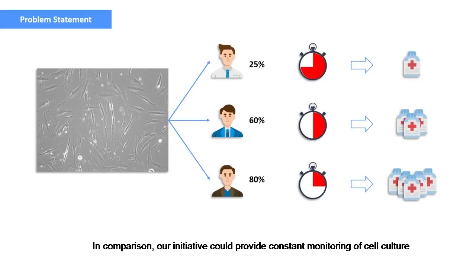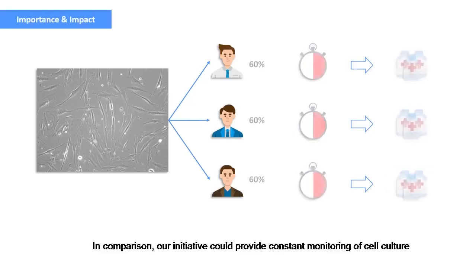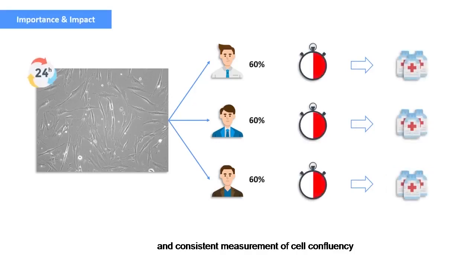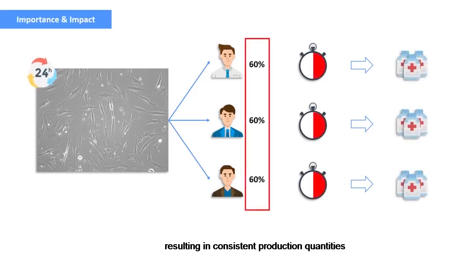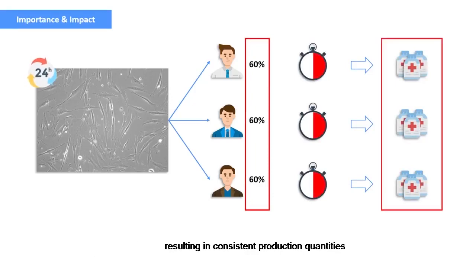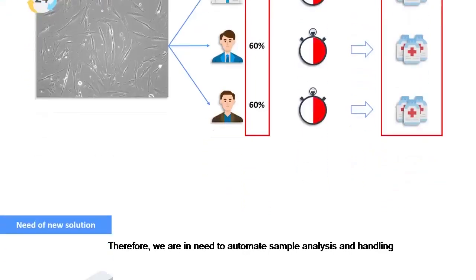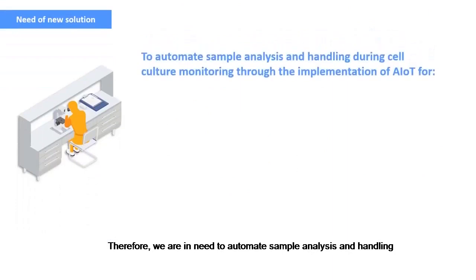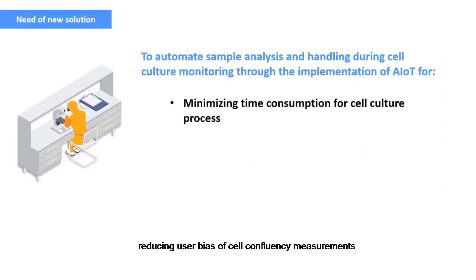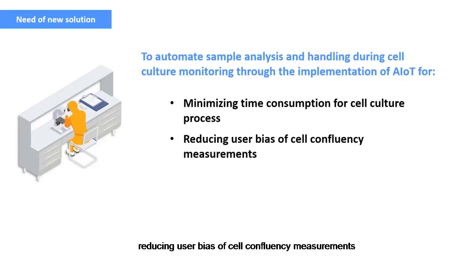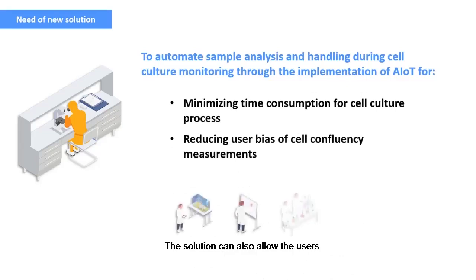In comparison, our initiative could provide constant monitoring of cell culture and consistent measurement of cell confluency, resulting in consistent production quantities. Therefore, we need to automate sample analysis and handling during cell culture monitoring through the implementation of AIoT, minimizing time consumption for the cell culture process and reducing user bias of cell confluency measurements. The solution can also allow the user to focus more on work that advances their expertise.